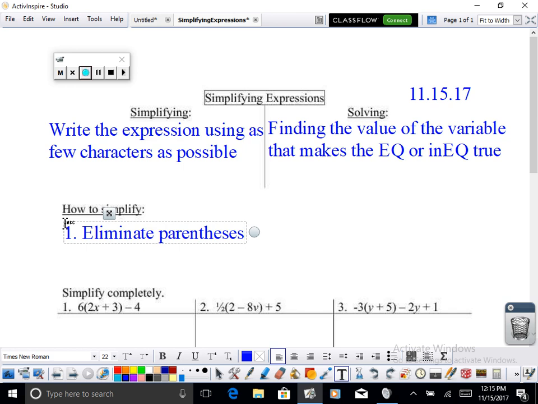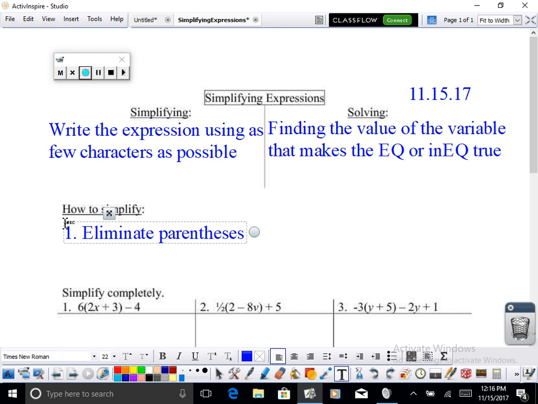Just like a standard order of operations problem from when you were in 6th grade, we need to get rid of parentheses first. Now, in 6th grade, all you had to do was add or subtract whatever was in those parentheses. But when we're looking at these expressions, I can't add 2x plus 3. In that first example, I can't do 2x plus 3. Why not, by the way? Why can't I do 2x plus 3?